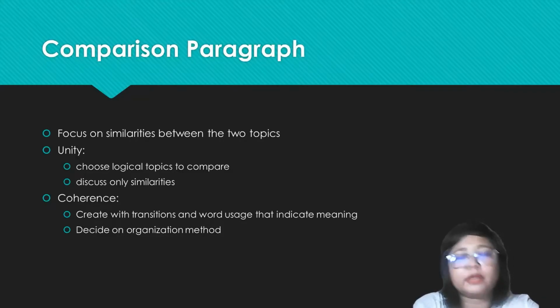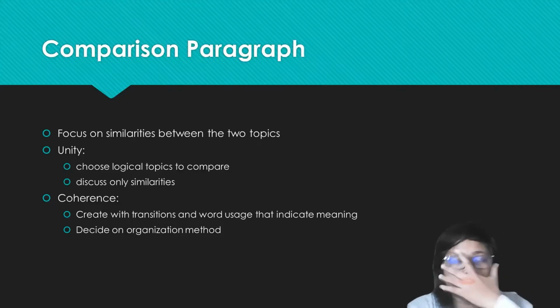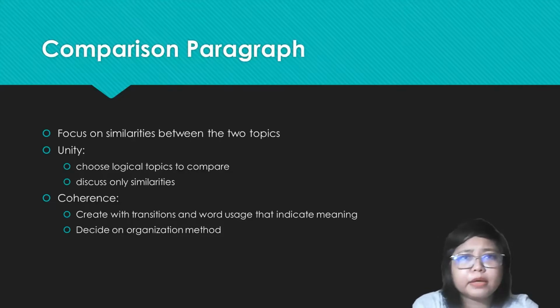Let's go to the first one, the comparison paragraph. As the name suggests, you compare two things and you find the similarities of those two things. To make your paragraph unified, you need to choose a logical topic to compare. What topic do you want to compare? For example, the newest mobile phone, maybe as simple as animals, or compare two people. You can compare anything that you like. Then discuss only similarities. If you want to write a comparison paragraph, you find the similarities only, okay?